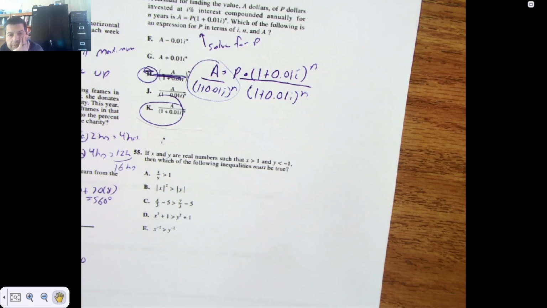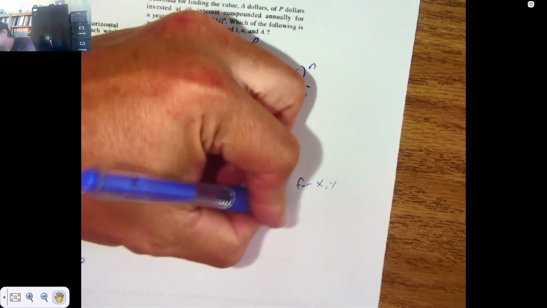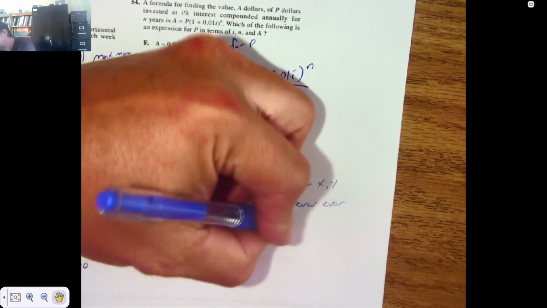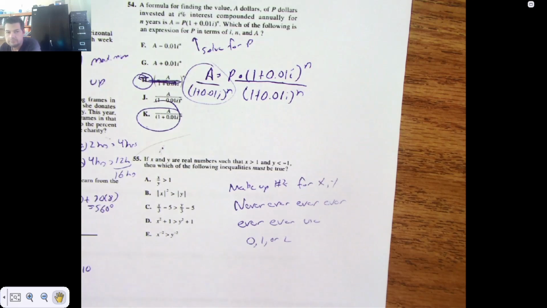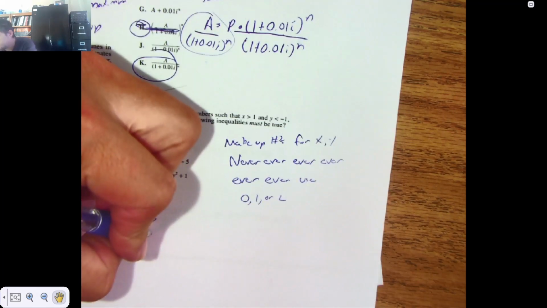55, if x and y are real numbers such that x is greater than 1 and y is less than negative 1, which of the following inequalities must be true? This is an ACT strategy. Make up a number for x and y. Never, ever use 0, 1, or 2. So I'm going to let x be something big like 5, and I'm going to let y be something else like 6.